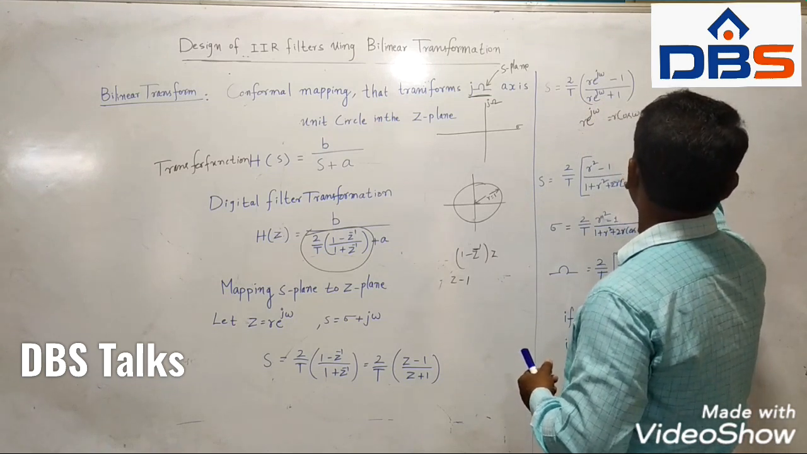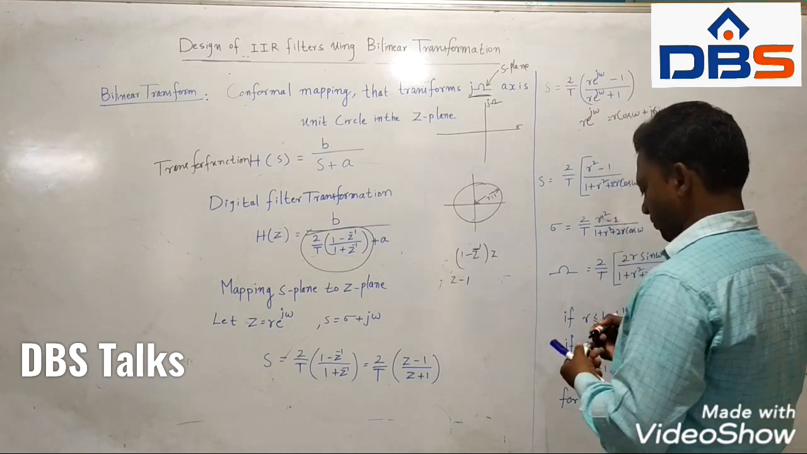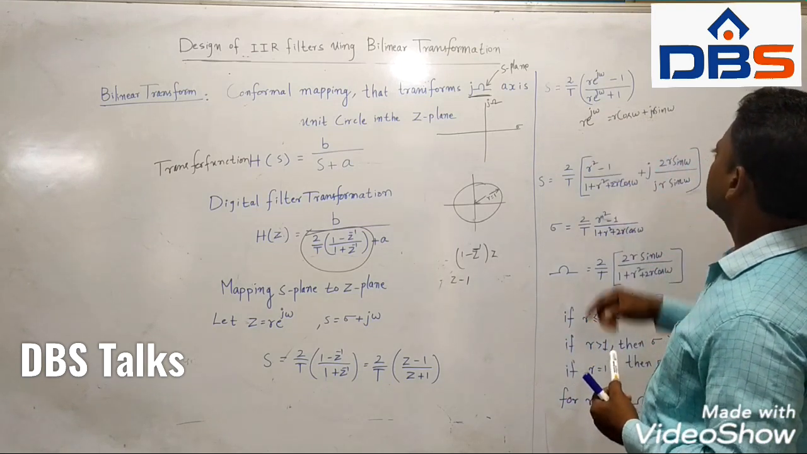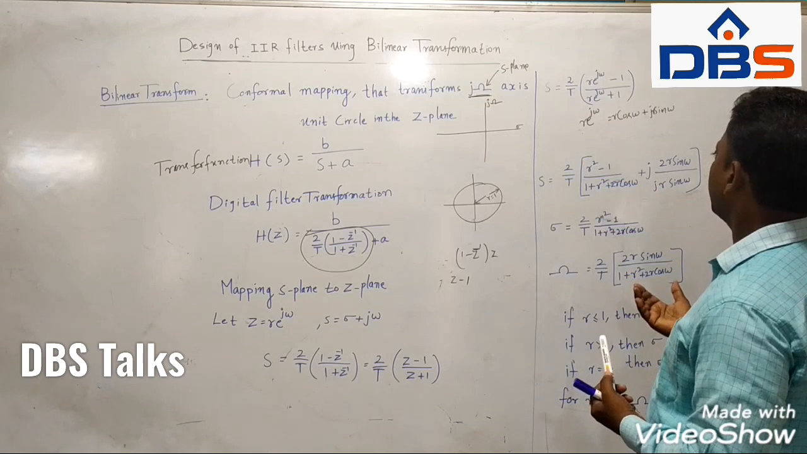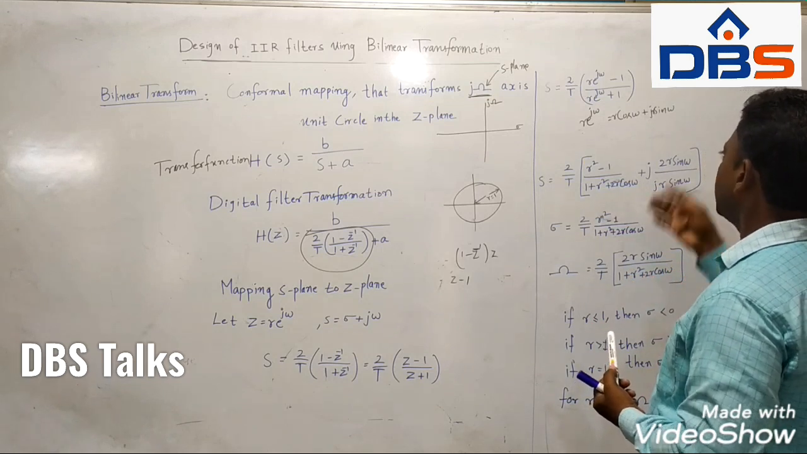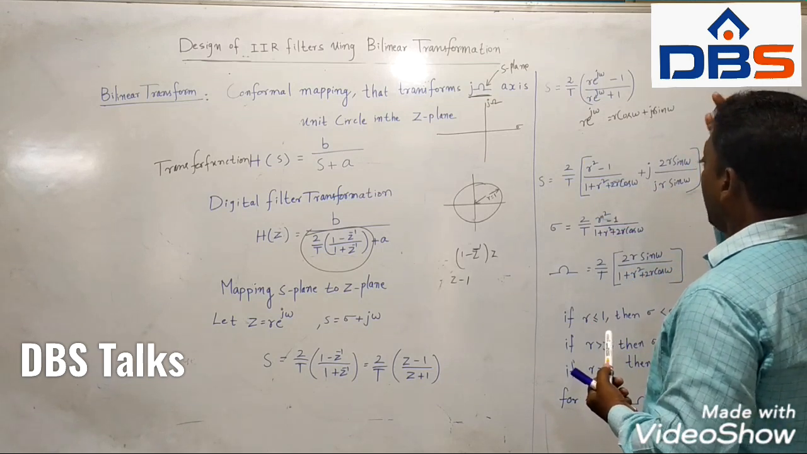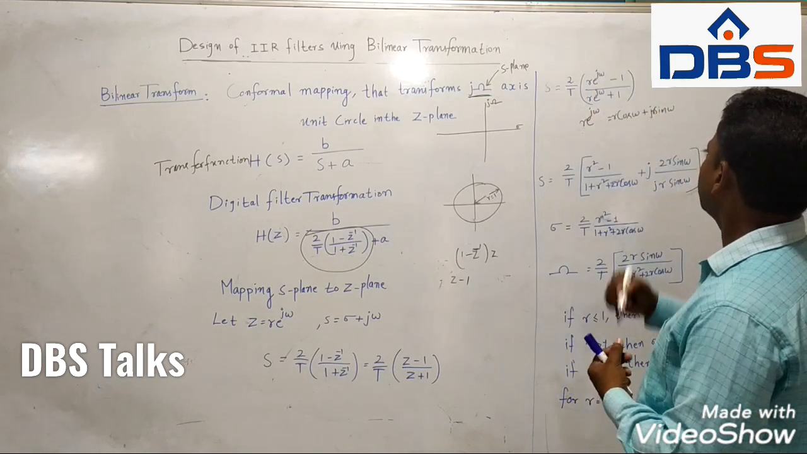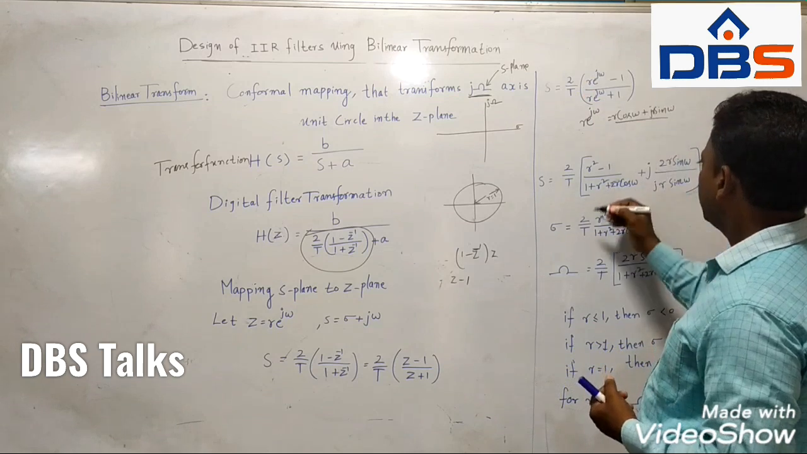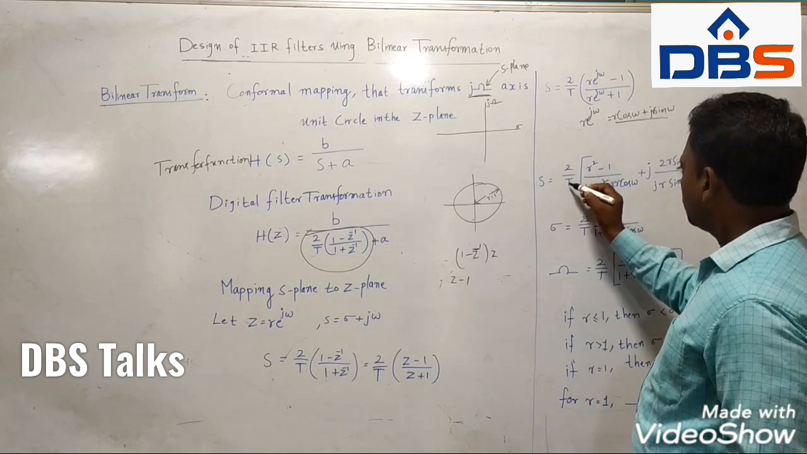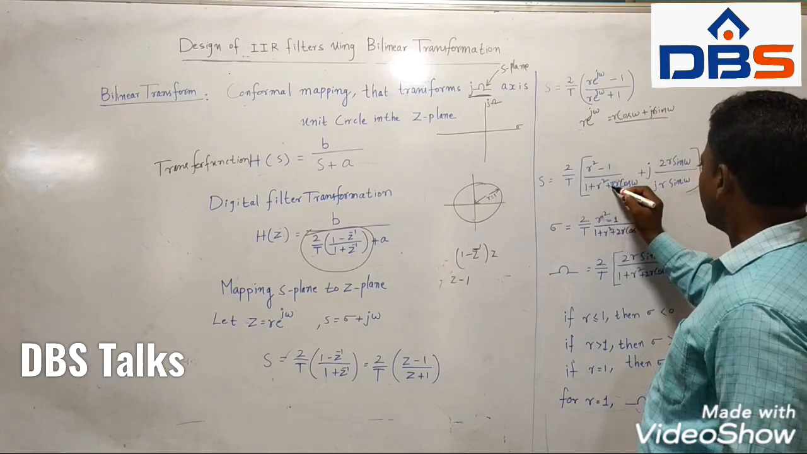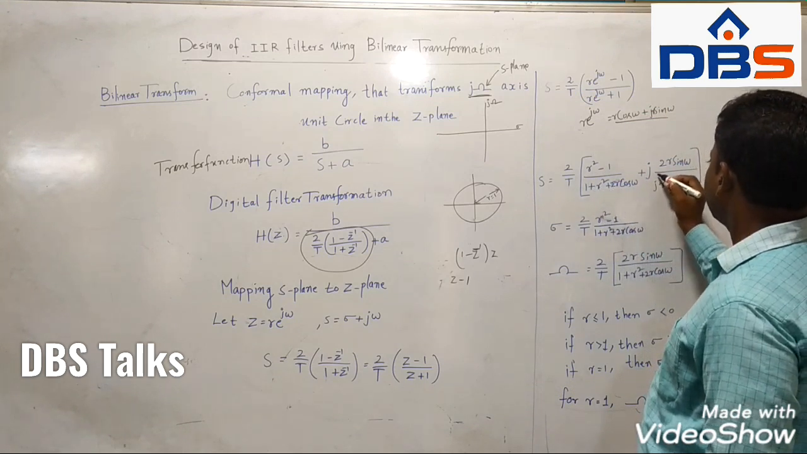r cos omega + j r sin omega. You will get this. In the denominator also you will get r cos omega + j r sin omega. And if you simplify this further, then what you will get is 2 by T (r square minus 1) divided by (1 plus r square 2r cos omega) plus j.